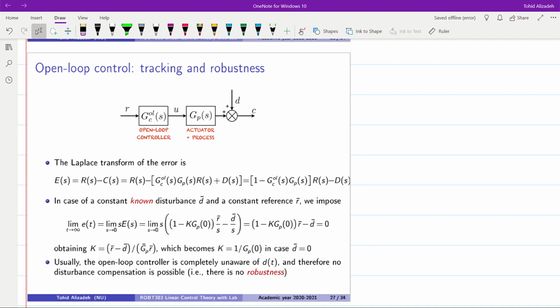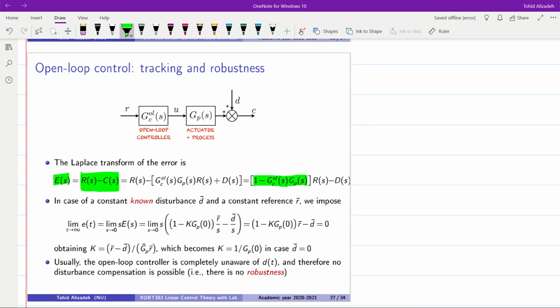The next problems that open loop control systems have are regarding tracking and robustness. So over here, again, we have the open loop control system shown in the form of block diagram. If we define the error term E as the difference between R, the reference, minus C, the actual output, then we will get this expression here: (1 minus GCOL times GP) times R of S minus D of S.